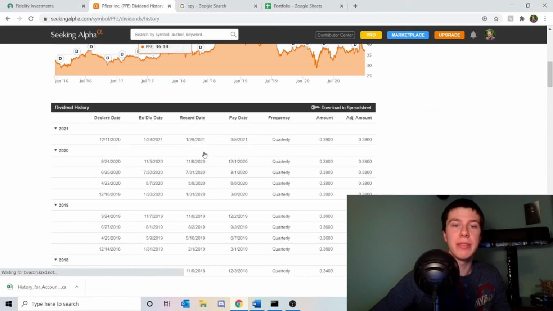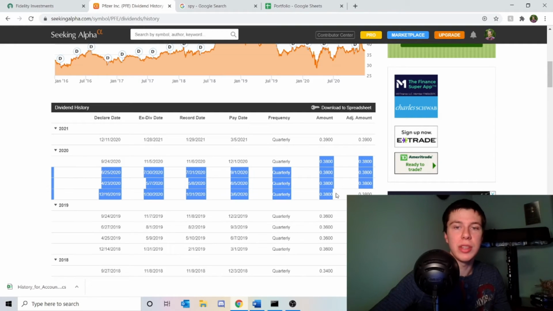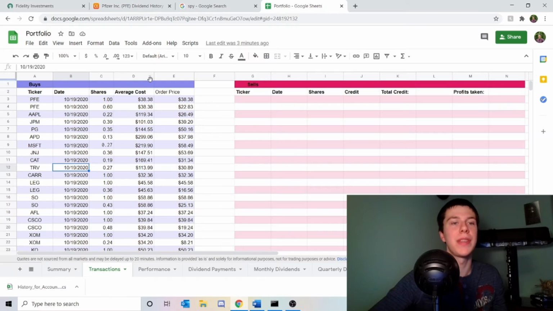But if you look here at the Pfizer dividend history, you can see throughout all of 2020 their dividend has been 38 cents. And then it looks like the next dividend in 2021 will actually be 39 cents. So I'm not quite sure why that's not right from Yahoo Finance, but that's how it is. So that is the case.